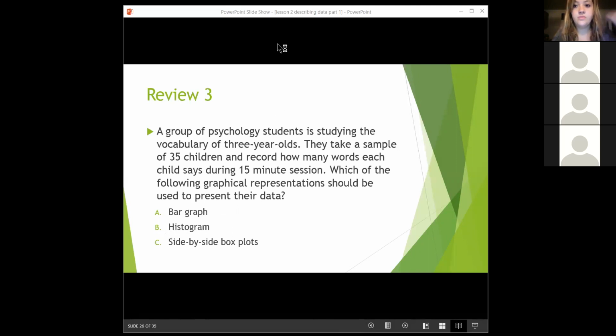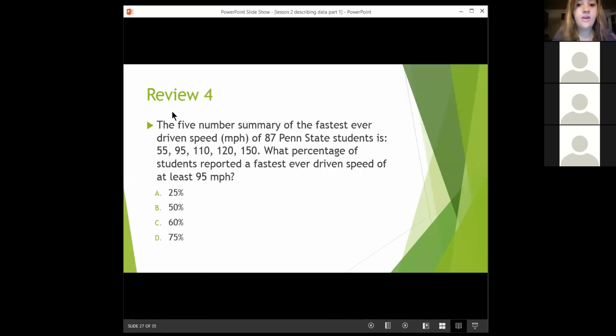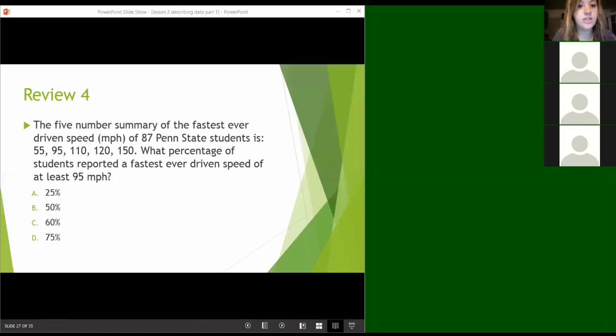Let's do another one. Okay. The 5-number summary of the fastest ever driven speed, miles per hour, of 87 Penn State students is 55, 95, 110, 120, and 150. What percentage of students reported the fastest ever driven speed of at least 95 miles per hour? So look at this one. Let me know what you think.